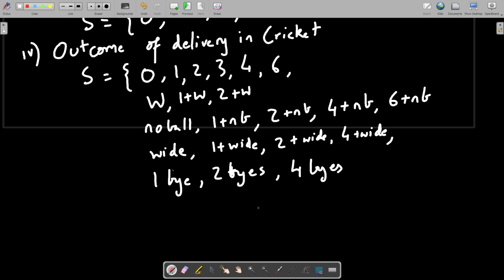Any other possibilities? Will 3 byes happen, you think? Actually, to score 3 on a wide, you require really bad fielding. Because if you go and see, you get 3 runs only when there is an overthrow. You rarely get 3 runs in normal circumstances.